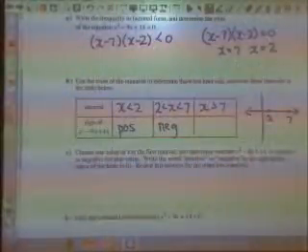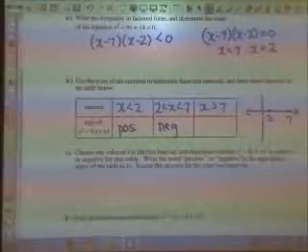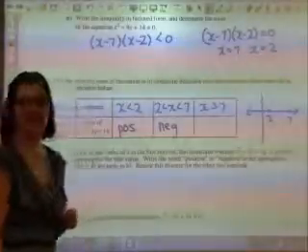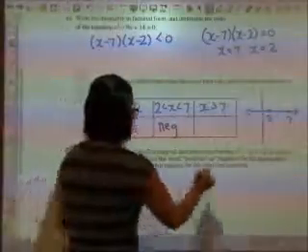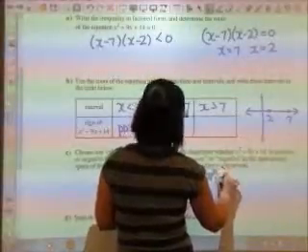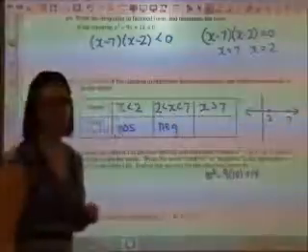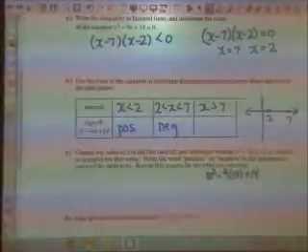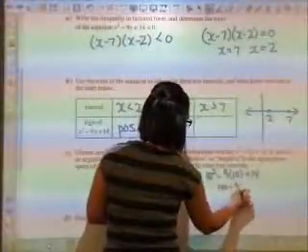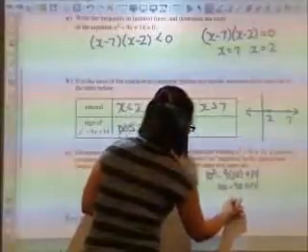And then if I do the same thing, I pick a number bigger than 7. Give me a number bigger than 7. 10. So I have 10 squared minus 9 times 10 plus 14. What's 10 squared? 100. What's 100 minus 90? 10. And 10 plus 14? So I get a positive answer.